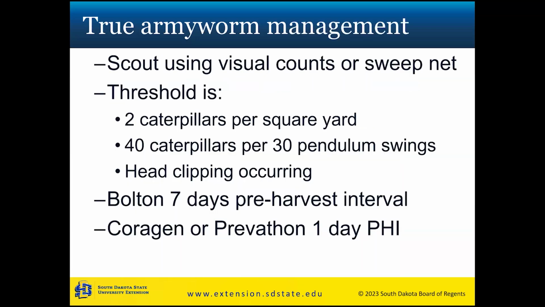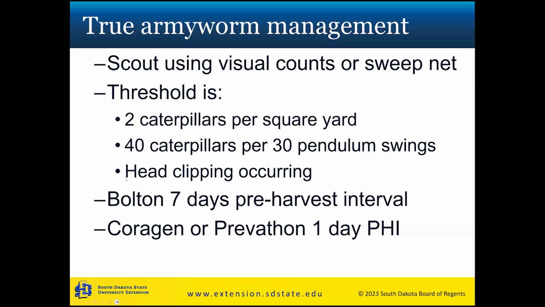So the easiest way to scout for these, visual counts, in my opinion, aren't the easiest. Sweep nets are. Unless you're getting close to harvest and you don't want to knock all of the plants apart, then visual counts might be a little easier. Threshold is 2 caterpillars per square yard, or approximately 40 caterpillars per 30 swings of a sweep net, or if you have any head clipping occurring.